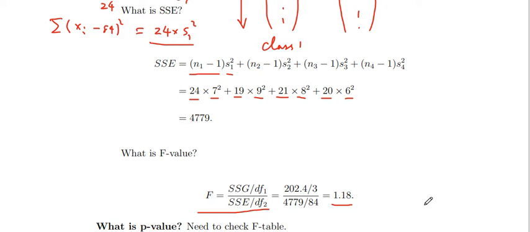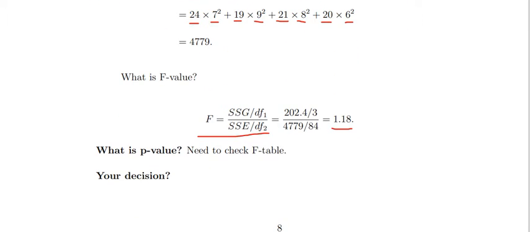So now we need to determine whether this is a big number or a small number. If it is a small number, then we can say the difference is small. So here we determine whether this is a big number or small number. We have two ways, right? We can use a p value. We also can use a critical value.